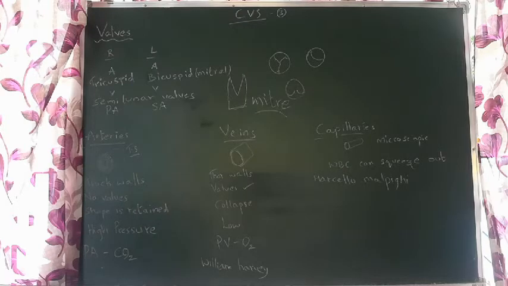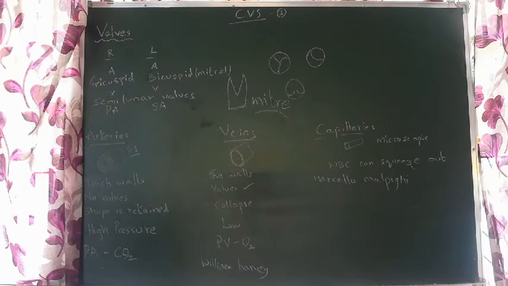So, at that time also the arteries don't collapse, the shape is retained. Now, another name for arteries is red blood vessels. Vessels means the things which carry the blood. Red blood means pure, oxygenated blood. Oxygenated blood is bright red in color. So arteries are called red blood vessels.